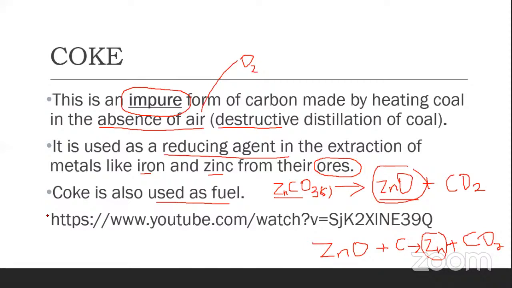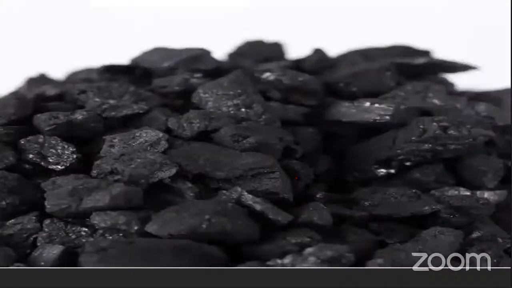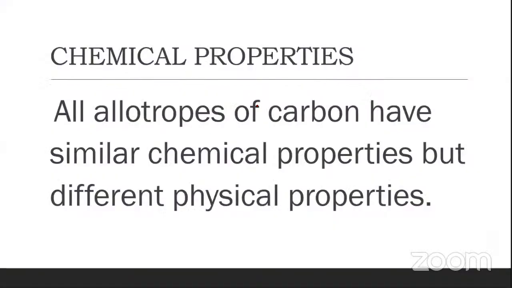This is also another link that can take us to see how we can make coke. So that's the picture of coke. See that all the forms of amorphous carbon, most of them are black. So this is coke. We go to chemical properties.